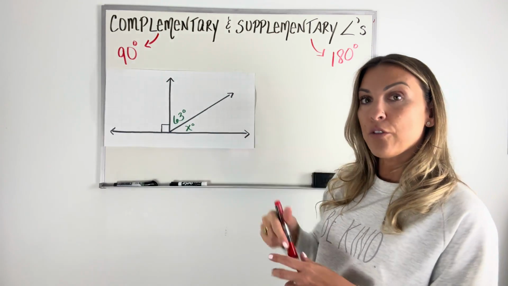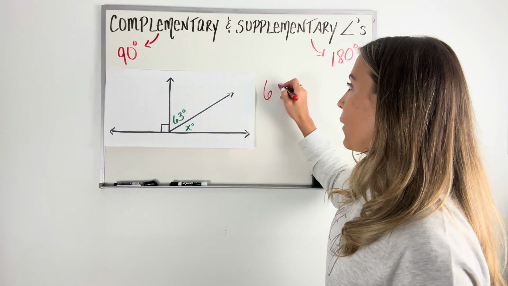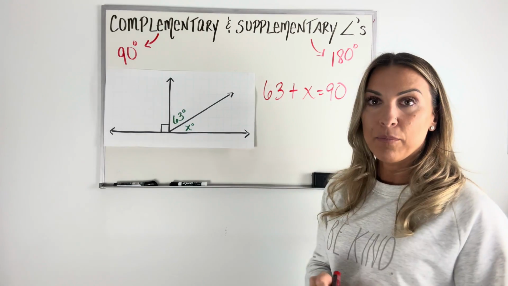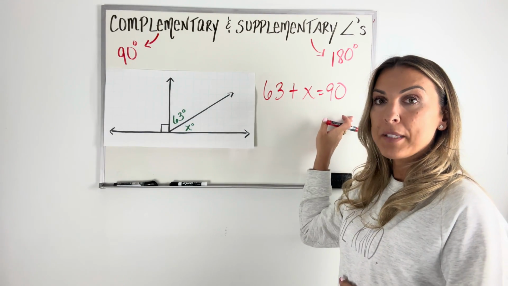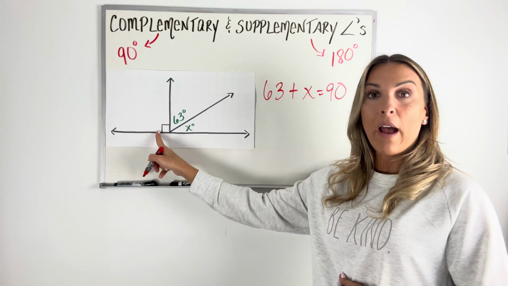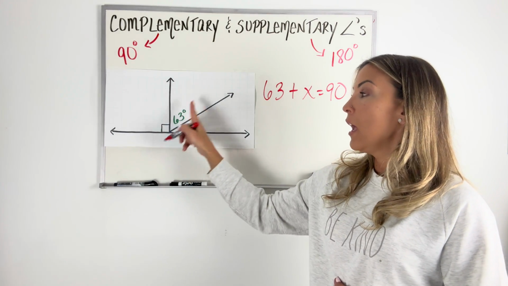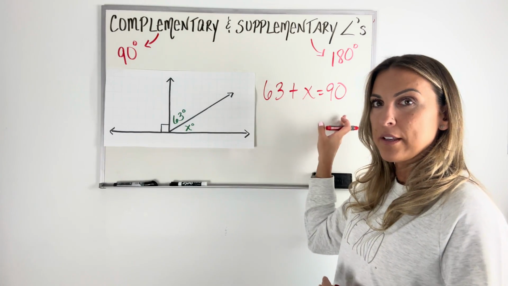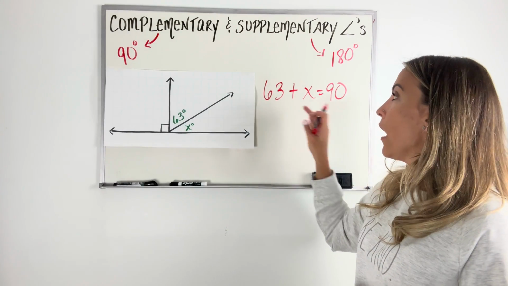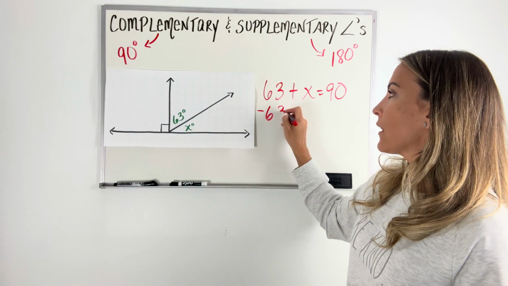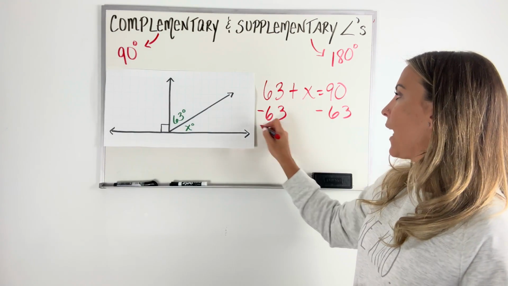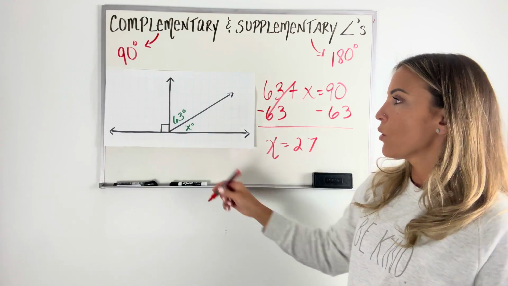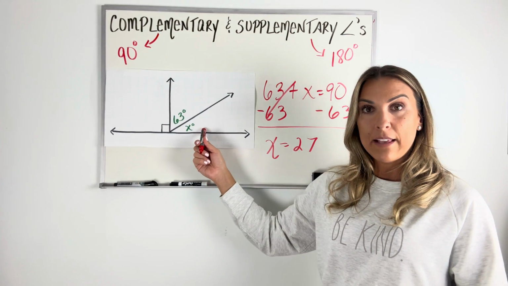So if I was trying to figure out the value of X, I would set up my equation, 63 plus X equals 90, okay? If you were going to try to add it up to equal 180, you would have to also add that other 90. So 63 plus X plus 90 equals 180, all right? But that's a little bit of a waste because I can do it in a shorter amount of time here. So now just like before, we're subtracting 63 on both sides so that we can get X on its own, and we get X equals 27. So this smaller angle here is 27 degrees.